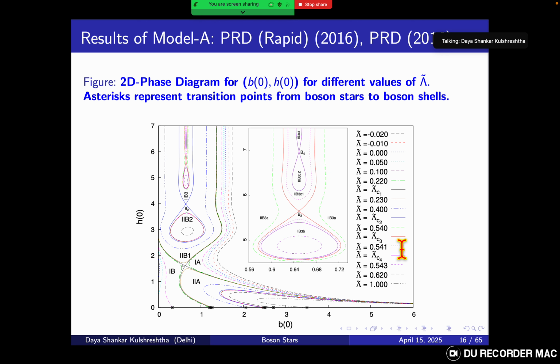Now let me show some results. So this is a very important result. This is the scalar field at the center of the star. This is the vector field at the center of the star.